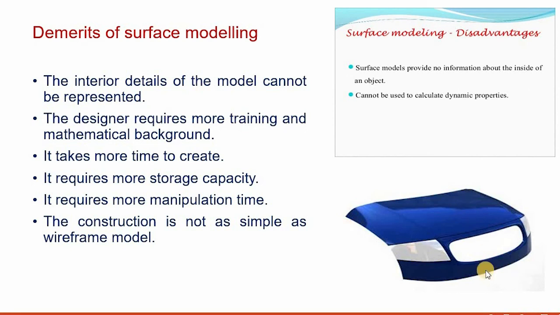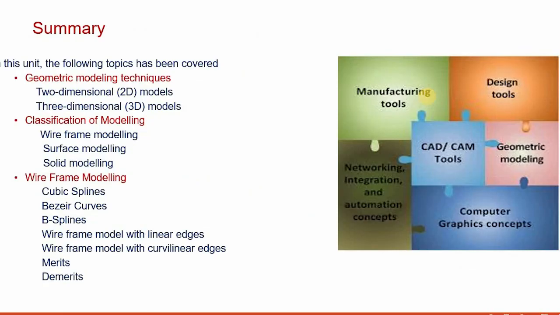The figure shows the surface modeling. The surface model provides no information about the inside of the object. So the inside object information will not be provided in surface modeling. It cannot be used to calculate the dynamic properties. So the dynamic properties cannot be calculated in surface modeling.